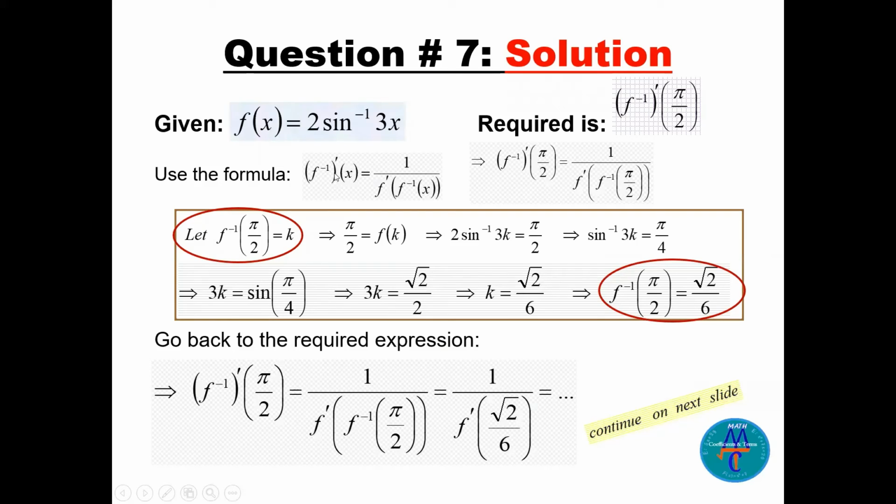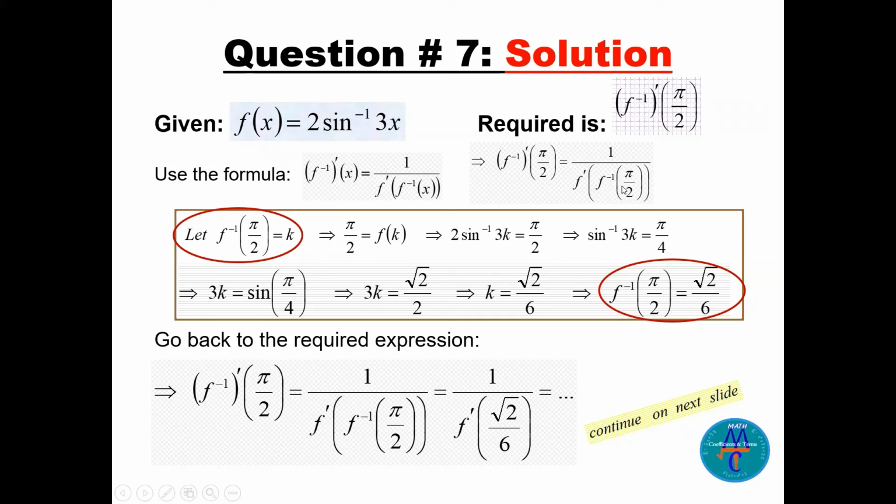Now we know the formula. The derivative of the inverse at x will be 1 over f prime of f inverse of x. Now x in our question here is pi over 2. So what we need, the derivative of the inverse at pi over 2, will be 1 over f prime of f inverse of pi over 2. So this is what we need, the inside here. We don't have it.